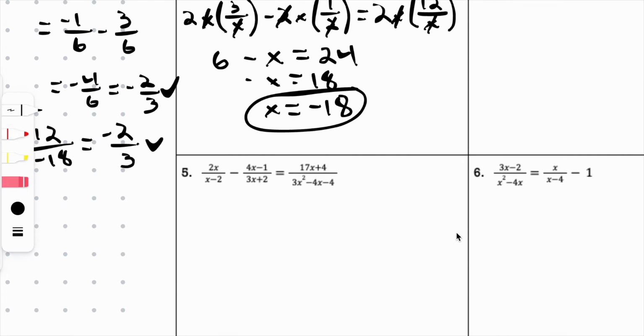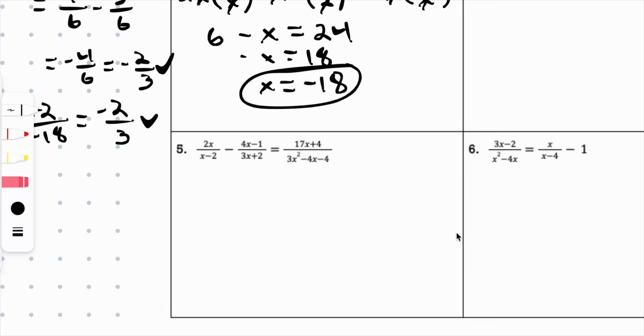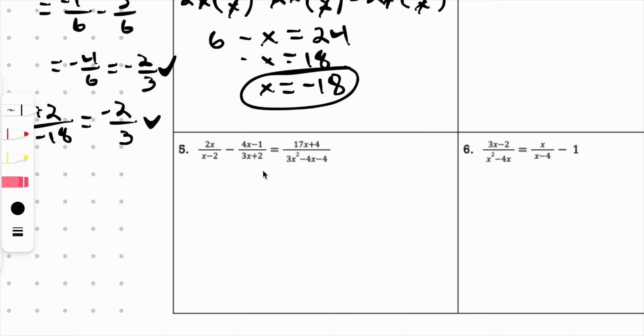Okay, now let's move on to 5. When we look at 5, we want to do what we did with the other two problems, even though this looks a lot more complicated. Can we find a least common multiple between all of these denominators relatively easily? Well, let's see. When I look at this, my instinct tells me that 3x plus 2 times x minus 2 is going to give us something like this denominator here.